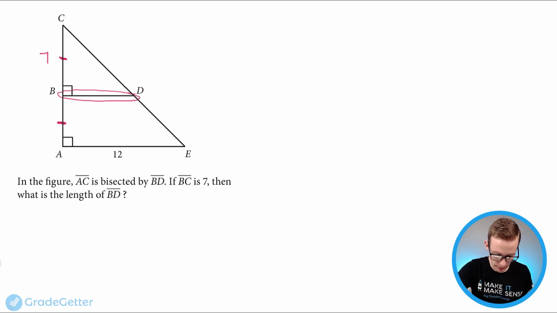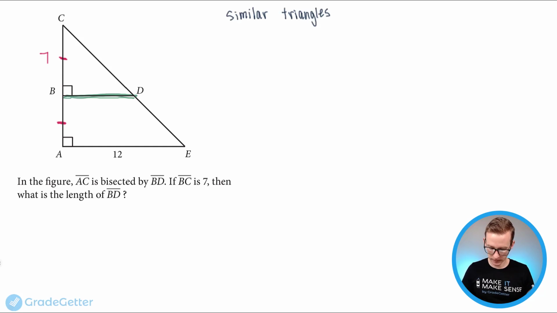Okay, so we're looking for the length of this side BD, and I'll do it in green here. So we're looking for side BD. Now, in order to solve this problem, we're going to use properties of similar triangles. Similar triangles are 2 or more triangles that have corresponding sides and angles. So first we need to identify our 2 triangles.